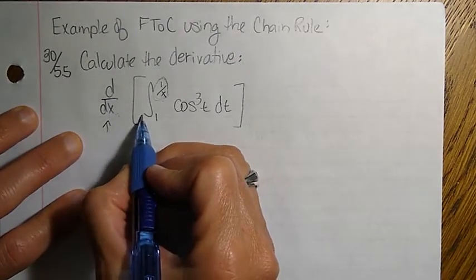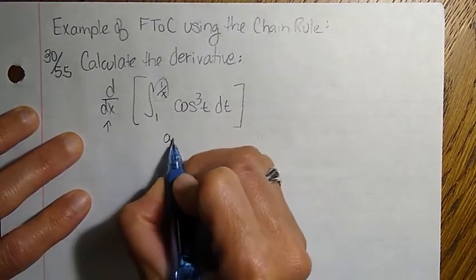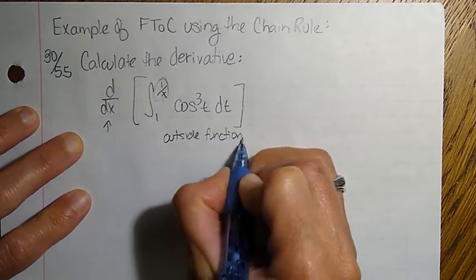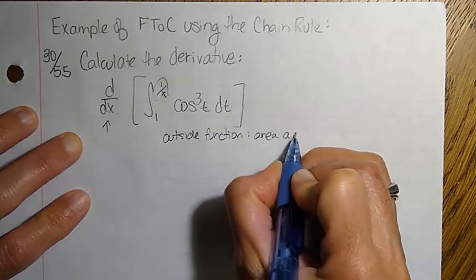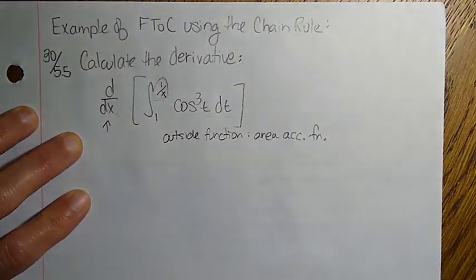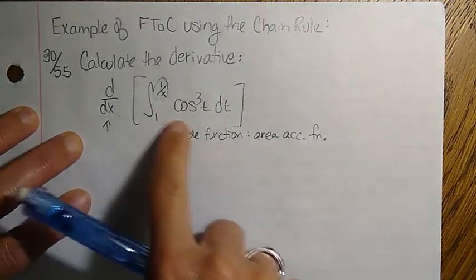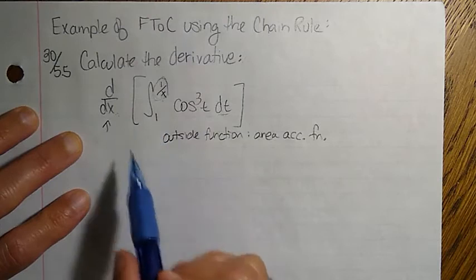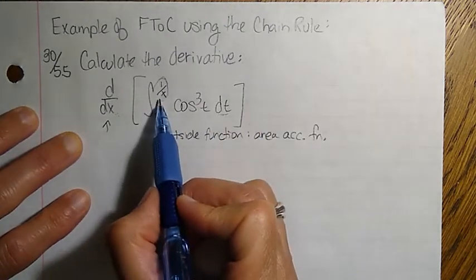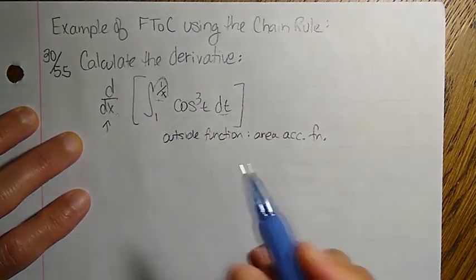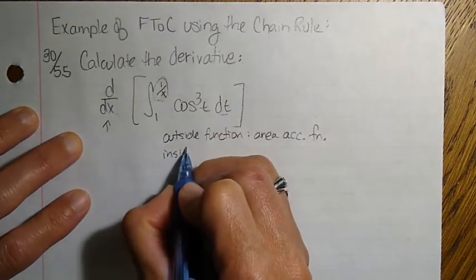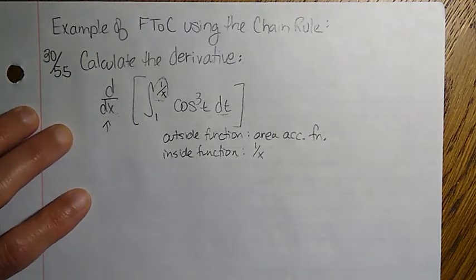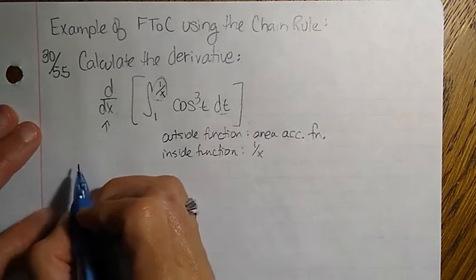We take the derivative of the outside function, which is going to be that area accumulation function, so I'll abbreviate that area accumulation function. It's all this structure right here, integral sign, the differential, it's all of that structure with the upper limit of integration being the area accumulation function. And then the inside function is the 1 over x.